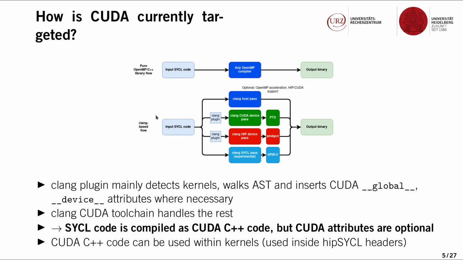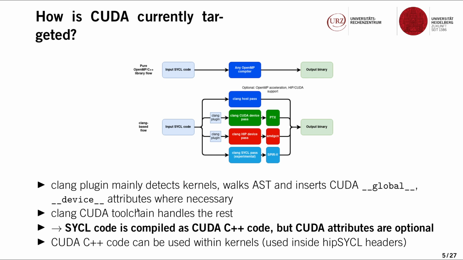Alternatively, there's a Clang-based flow, and this is the one that's currently used to target CUDA devices. In the Clang-based flow, the Clang CUDA toolchain is used to generate PTX. However, since the Clang CUDA toolchain cannot understand SYCL code, we add a Clang plugin into the compilation process. And this Clang plugin is responsible for detecting SYCL kernels. It then walks the syntax tree in the compiler and inserts the required CUDA attributes wherever necessary. For example, the CUDA global kernel attributes, the device attribute, and so on. The Clang CUDA toolchain then handles the rest.